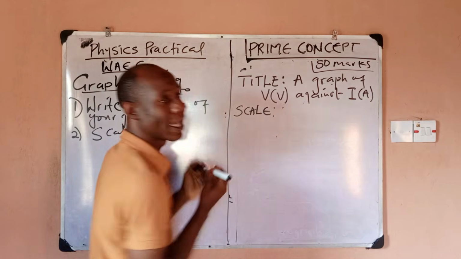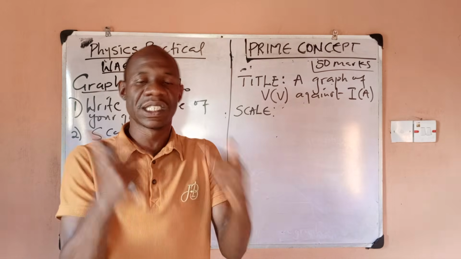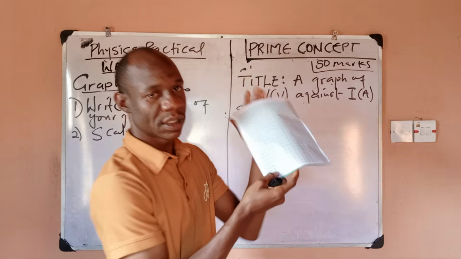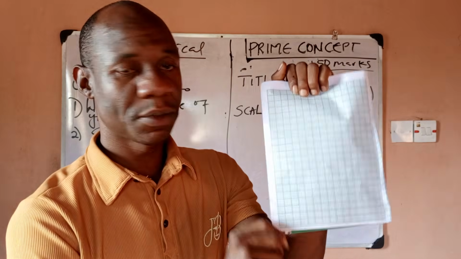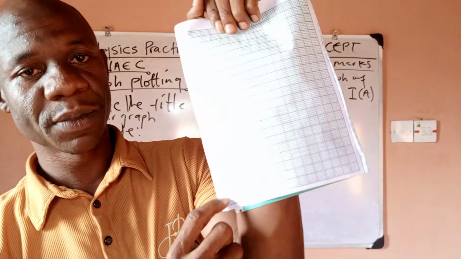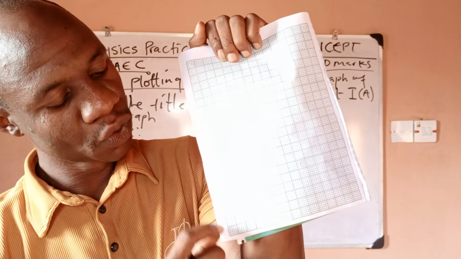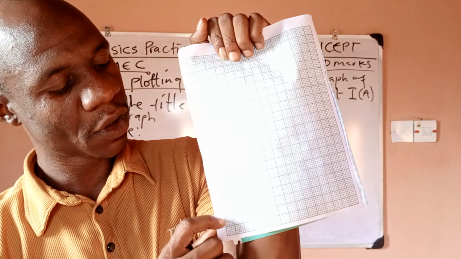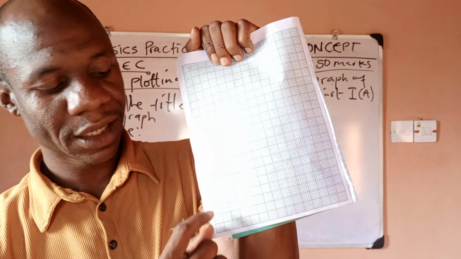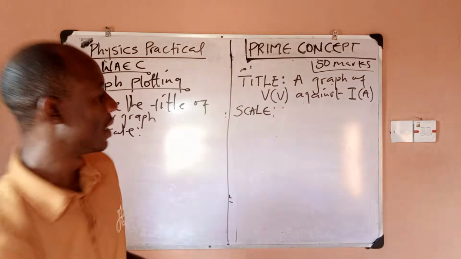Now, how do I write the scale? Remember, the WAEC standard is always a 2 cm graph. This is not the WAEC standard graph, but you can still use it. In this graph, one of these big boxes is actually 1 cm, but 2 cm is 2 of these big boxes. So from here to here is 2 cm. WAEC usually combines these two as one box. So WAEC is the 2 cm standard.